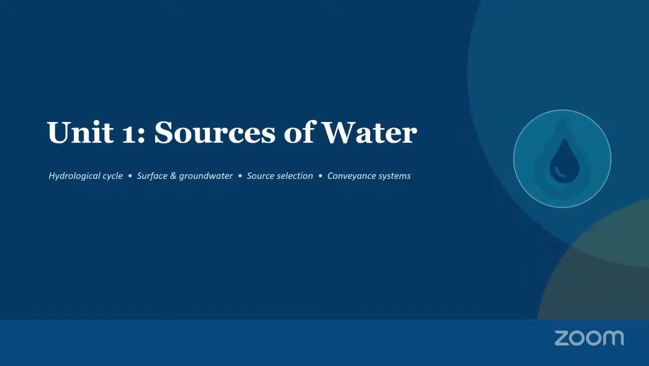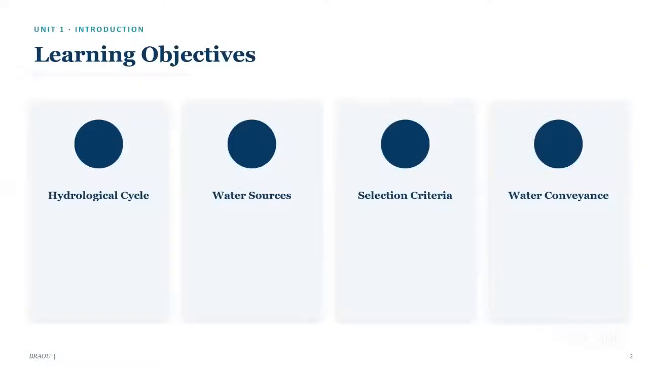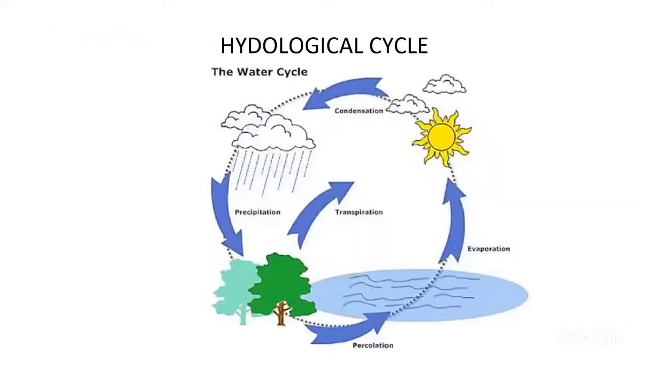The water for drinking comes mainly from surface water, rivers, lakes, ponds, reservoirs, and groundwater: wells, tube wells, springs. The hydrological cycle is also called the water cycle. It is a continuous movement of water in nature, and it involves various steps. First, evaporation: the sun heats water from oceans, rivers, and lakes, turning it into water vapor. This is the first step in the water cycle.